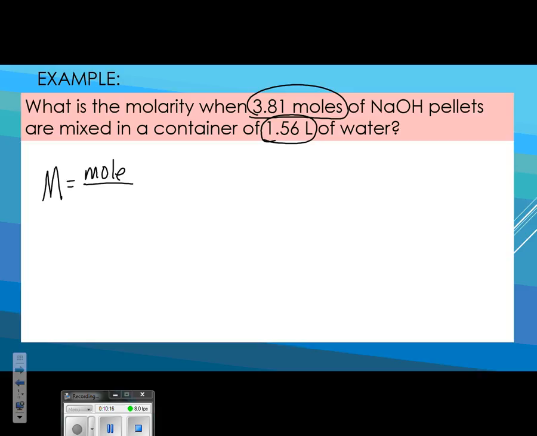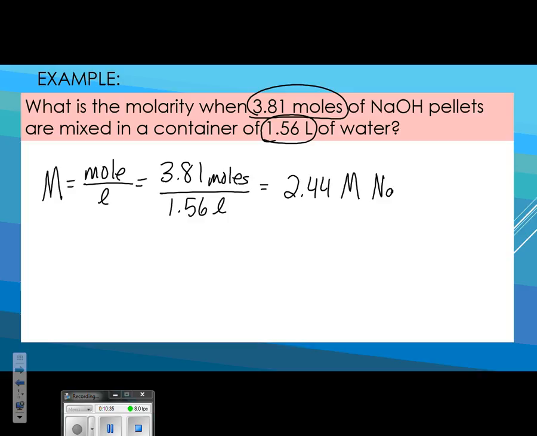Moles divided by liters. So I've got moles, I've got liters. That's pretty easy. 3.81 moles divided by 1.56 liters. What do I get? 2.44 capital M, and I also put the NaOH on it. That's part of the units. Okay, so that was pretty easy. That was pretty straightforward. You got the moles, you got the liters, just divide them.